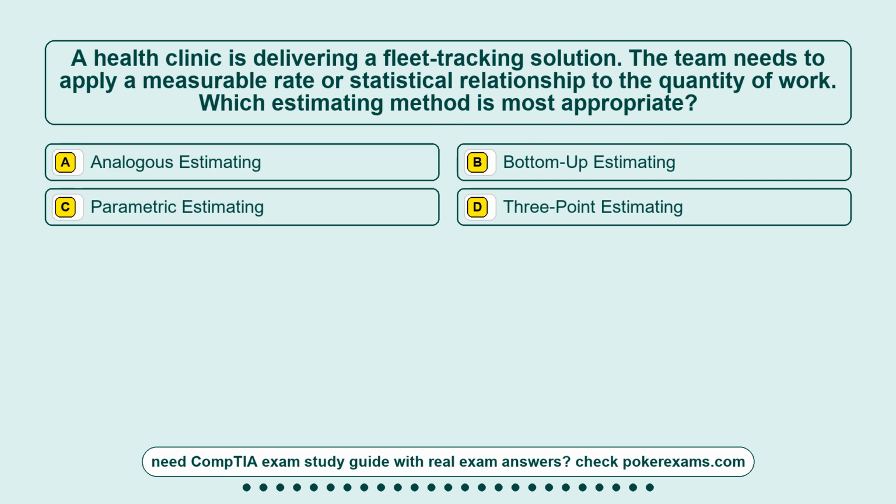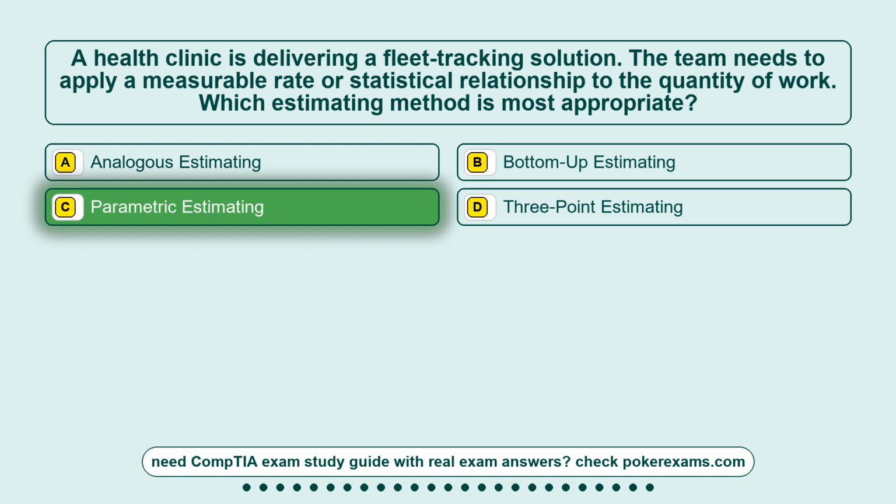Question 2. A health clinic is delivering a fleet-tracking solution. The team needs to apply a measurable rate or statistical relationship to the quantity of work. Which estimating method is most appropriate? Option A. Analogous estimating. Option B. Bottom-up estimating. Option C. Parametric estimating. Option D. 3-point estimating. The correct answer is option C.